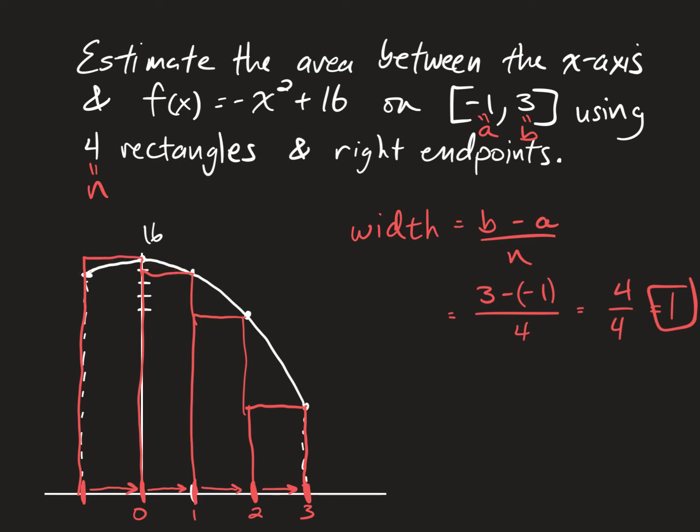But that's it. All you'd have to do then is multiply the width times the height, which you can figure out just by substituting these values into the function. So the height of this rectangle here is 16. The height of this rectangle here is what you get if you substitute 1 in here. So -1 plus 16 is a height of 15. The height of this rectangle here is what you get when you substitute 2 into the function. -4 plus 16 is 12. And then this last one should be 7.